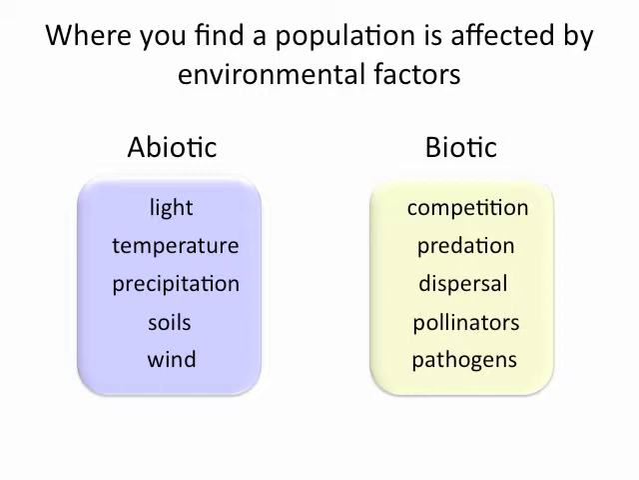Predation, of course, as you might imagine, can also have very dramatic effects, as well as dispersal ability, the kinds of pollinators that are available to plants, pathogens, etc. So where you find a population is dependent upon a complex combination of all of these factors.